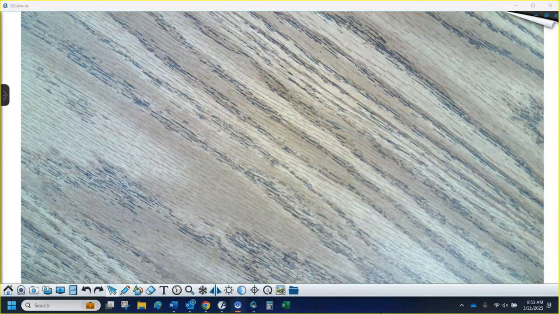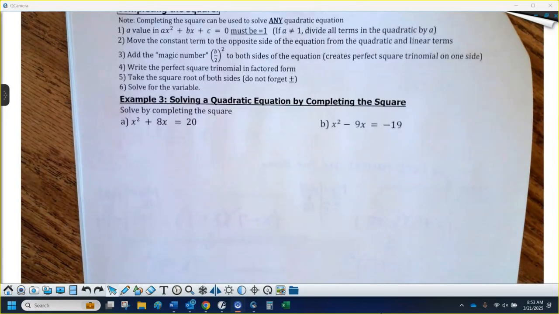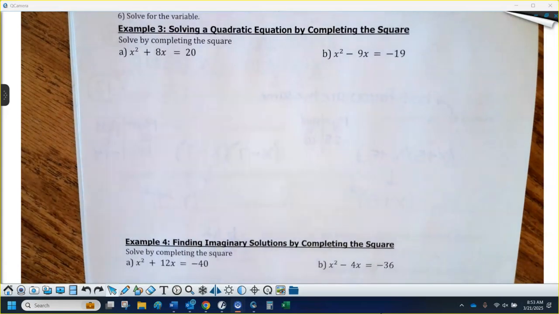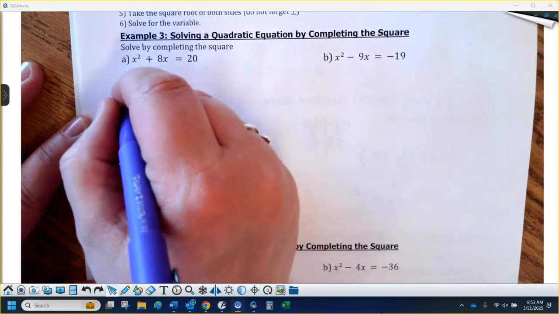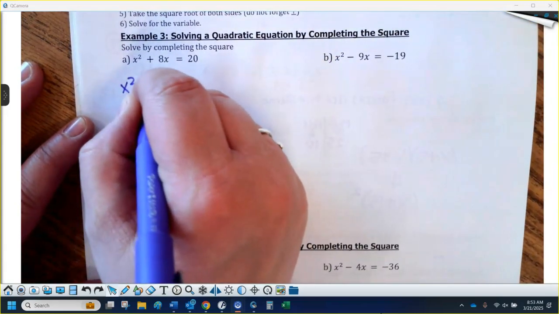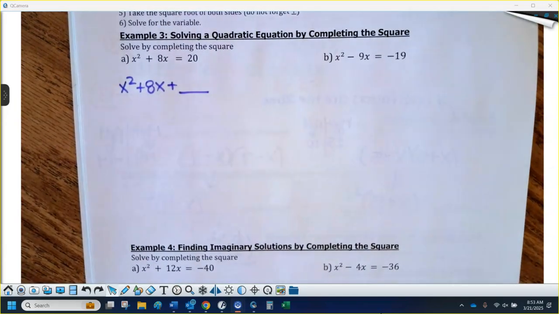Okay, now I'm going to have you do the back, and there's a big long drawn out thing that tells you how to do this at the top, which I'm not going to read to you, but you can go back if you want to. This is the process. And I'm just going to explain it to you with the problems as we go through here. Okay, this says solve by completing the square. So here's what I'm going to do. I'm going to write x squared plus 8x, and then I'm going to make a space to complete the square, just like we did on the other side.